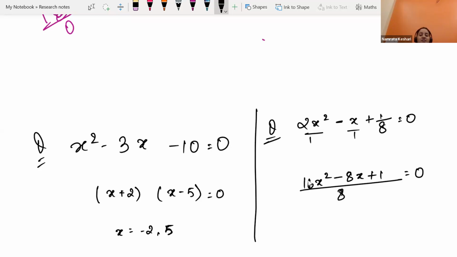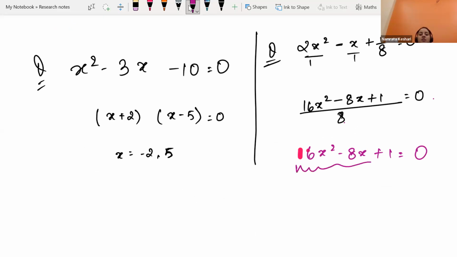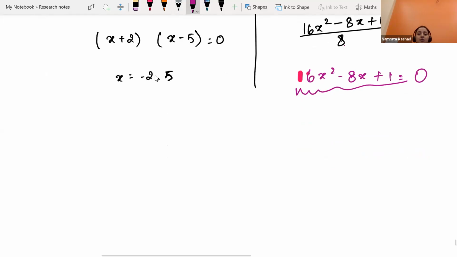So this denominator 8 we can shift to the other side, right? So we'll have just 16x square minus 8x plus 1 is equal to 0. This 8 gets multiplied with 0 and it's just 0. Now we will focus on splitting the middle term over here, the way we were doing previously. I can see you will be able to do it from here.